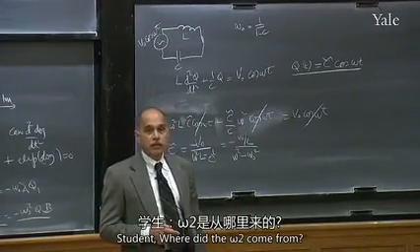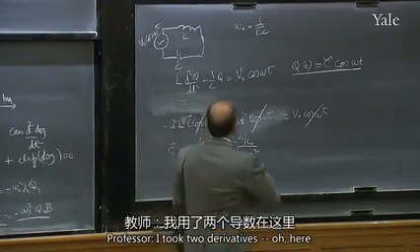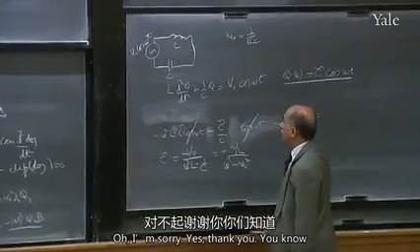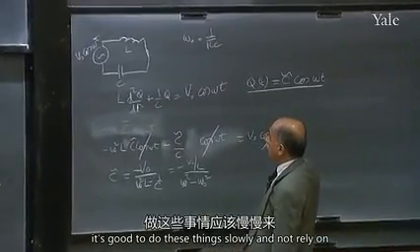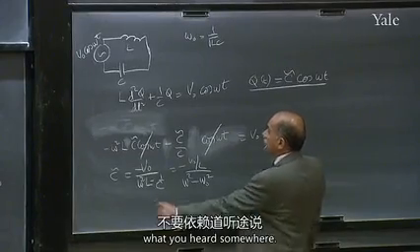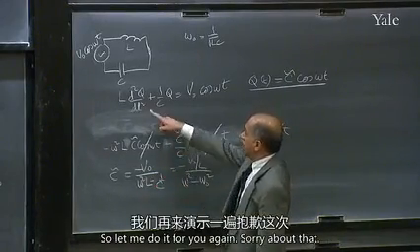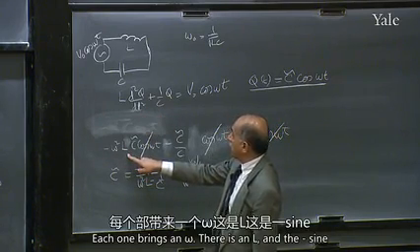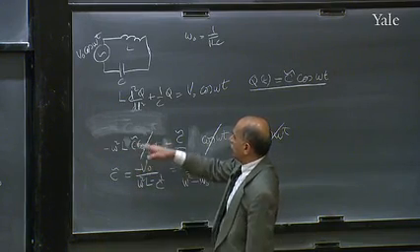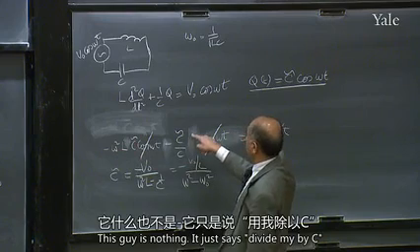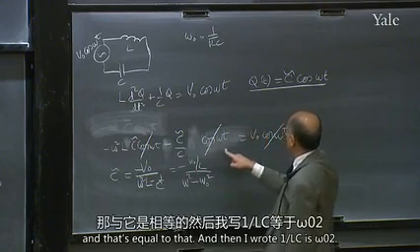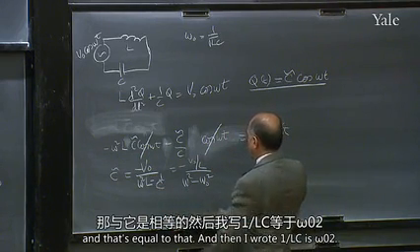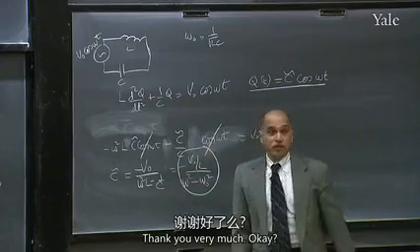Where did the omega squared come from? I took two derivatives. Oh, here. Oh, I'm sorry. Yes, thank you. It's good to do these things slowly and not rely on what you heard somewhere. So let me do it for you again. This time I take two derivatives. Each one brings an omega. There's an L. And the minus sign comes because the cosine becomes minus sine. Differentiate one more, you get minus the cosine. This guy is nothing. It just says divide me by C. And that's equal to that. And then I wrote 1 over LC as omega naught square. Thank you very much. Okay?